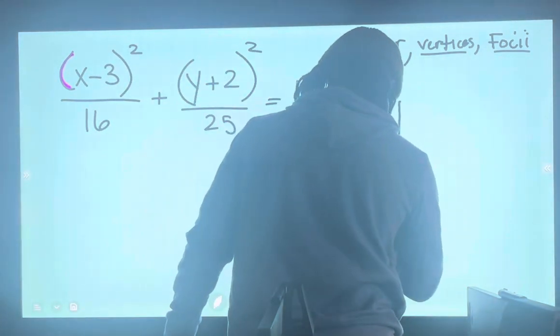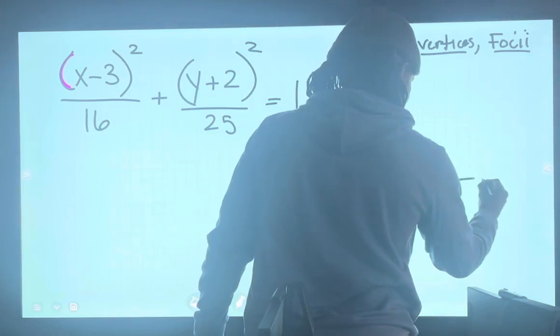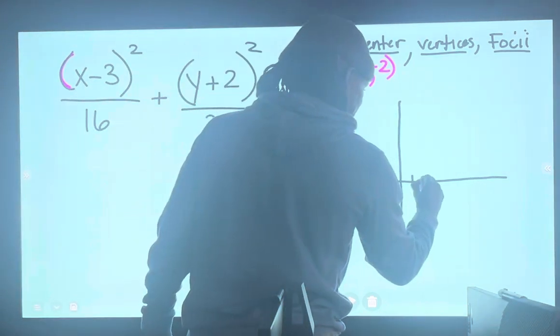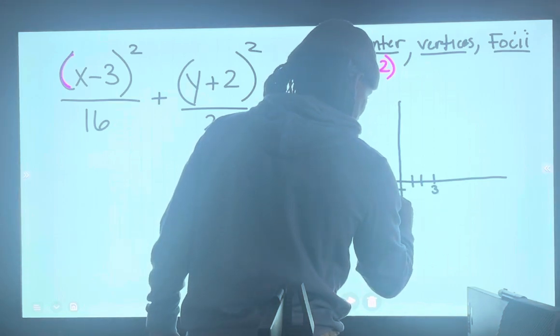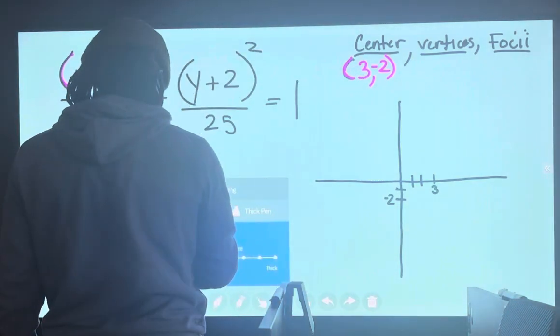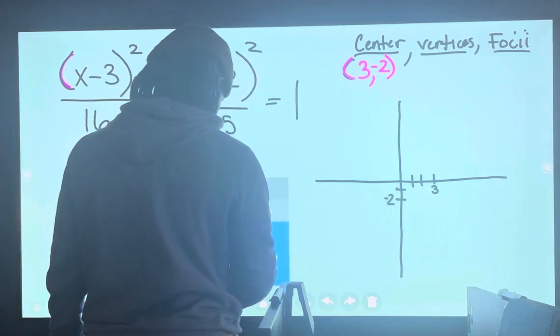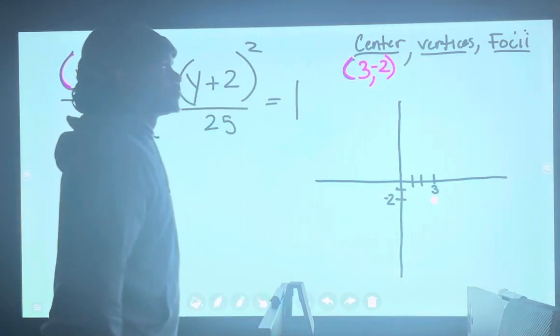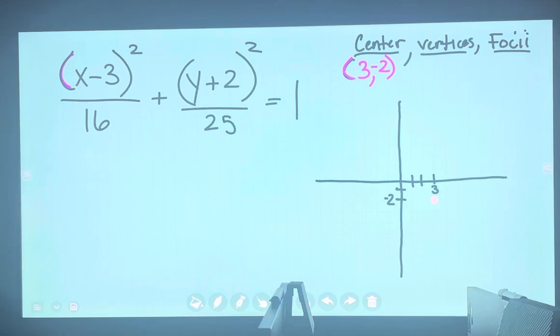Well, I don't know. Hold on. Because it's no longer in the center now. We're not in the center no more. So we gotta graph this first. Three, -2. Your center is here. Now, let's go back to the equation. We need to figure out the vertices. Which side is longer? Ooh, the y side.